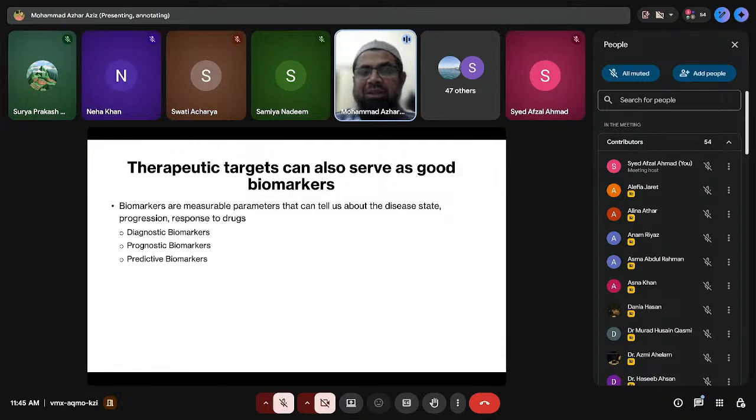Then prognostic biomarkers are the measurable entities that can tell us how the disease will progress. Will it be fast? Will it be slow? Will it be worse? Will it be benign? And then we have the predictive biomarkers, which can tell us whether a particular drug will work or not. So from the same study, we tried to pick up some of these molecules, some of these targets, for serving as biomarkers.